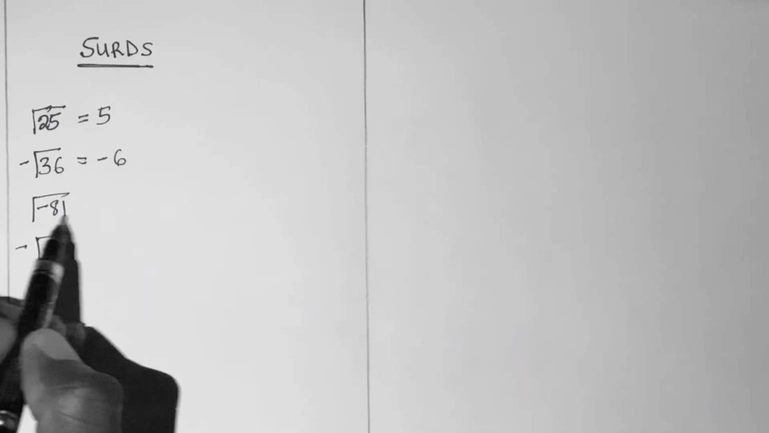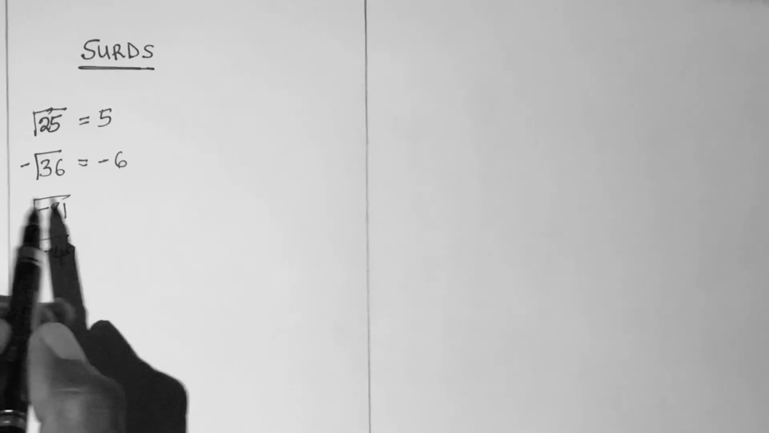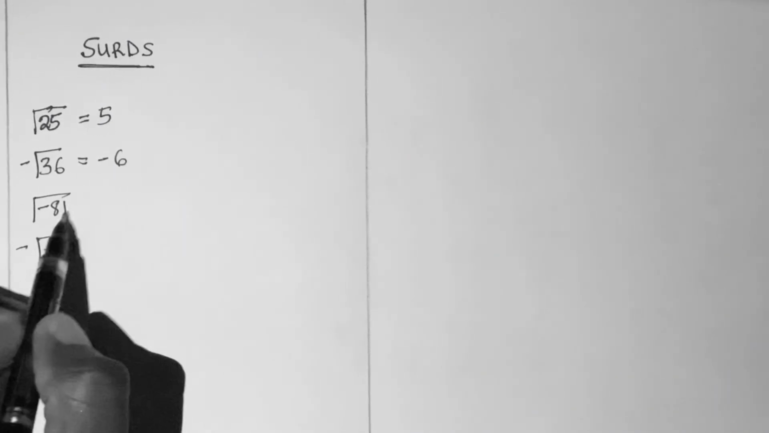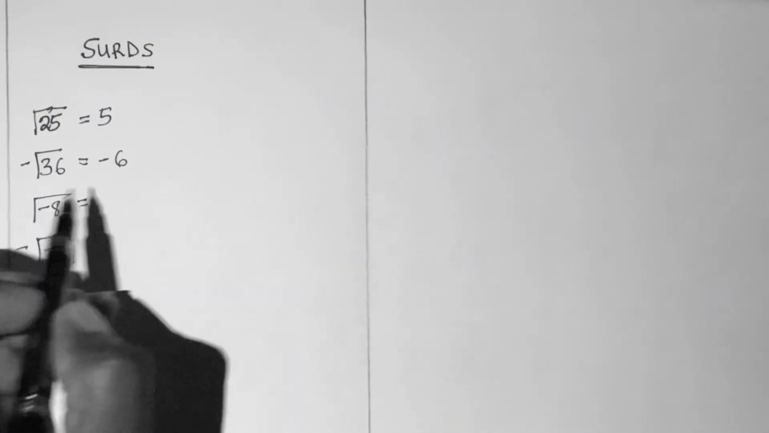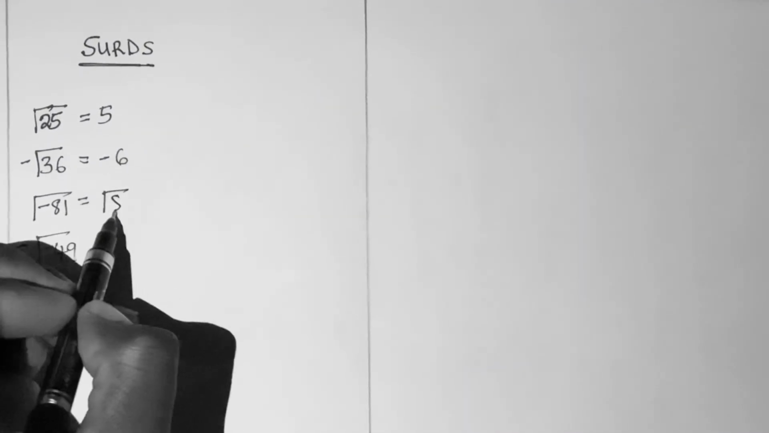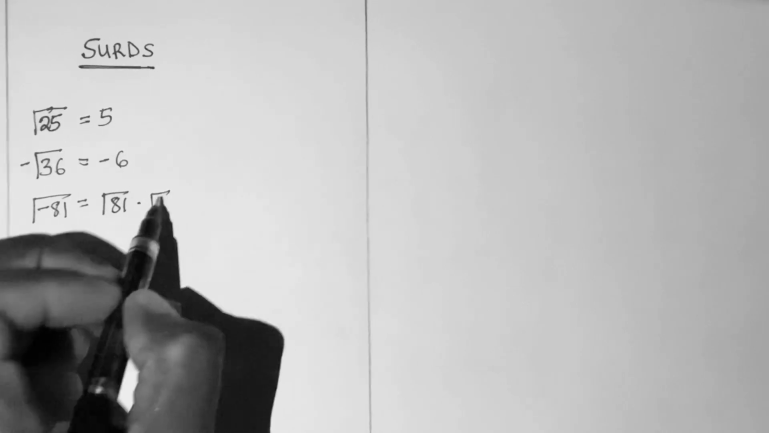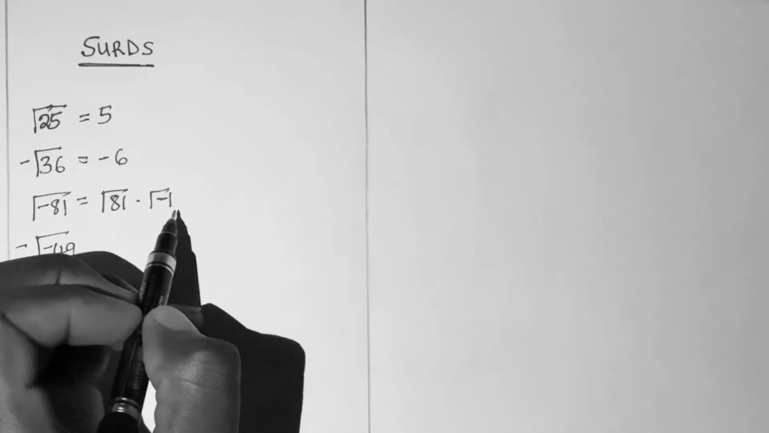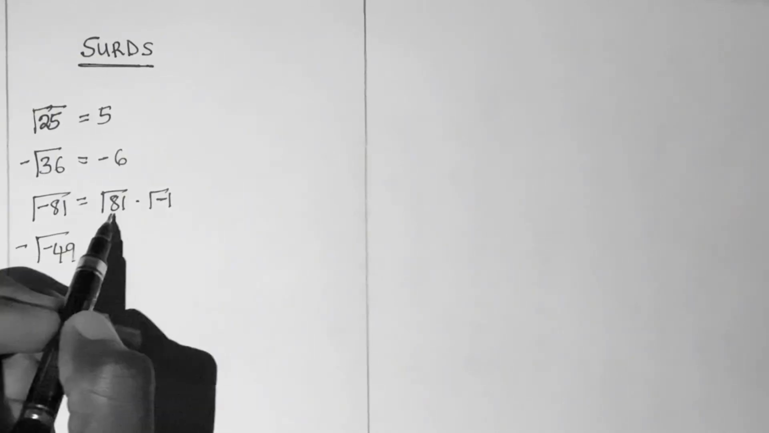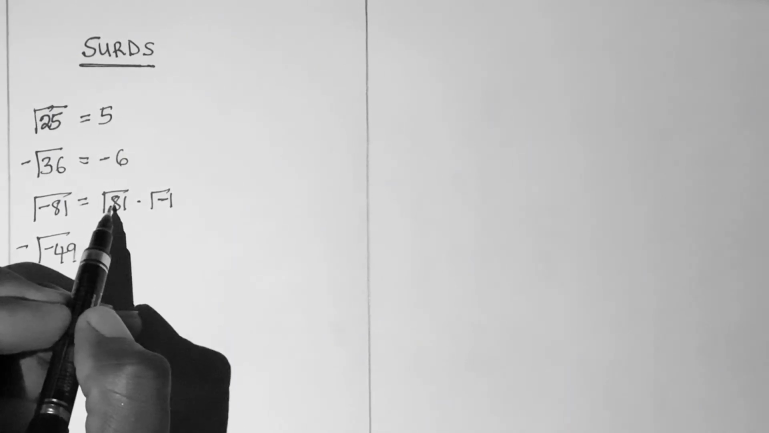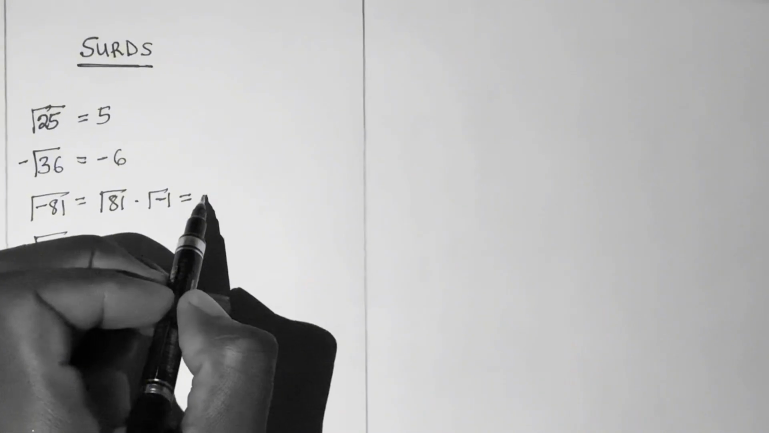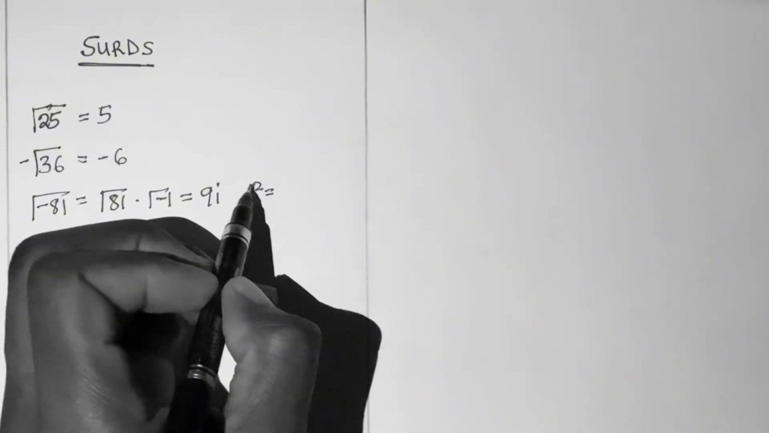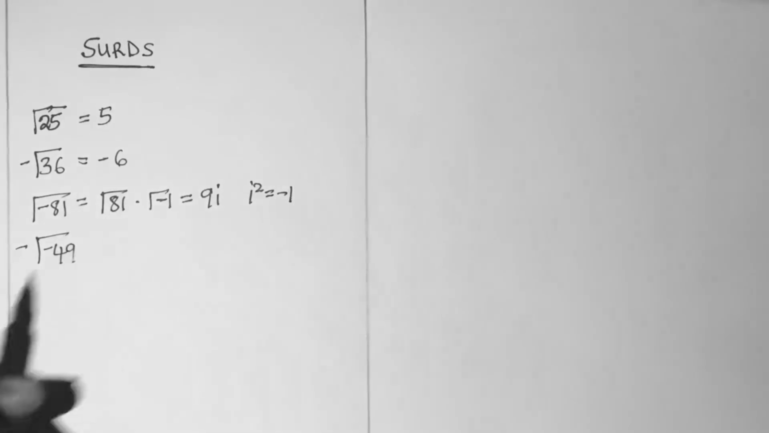However, this square root of minus 81, you see that square root of negative numbers gives us a complex number. So we can rewrite this as square root of 81 times square root of minus 1. Now, square root of minus 1 is i. Now, 9 times 9 is 81, so square root of 81 is 9. So this becomes 9i, where i squared is equal to minus 1.